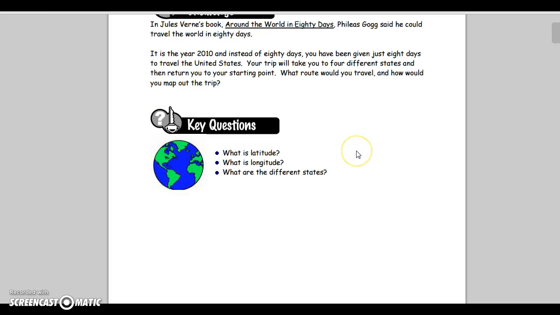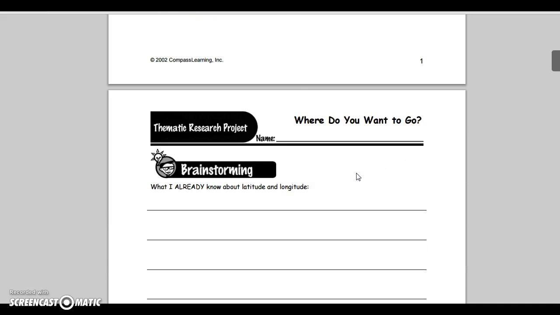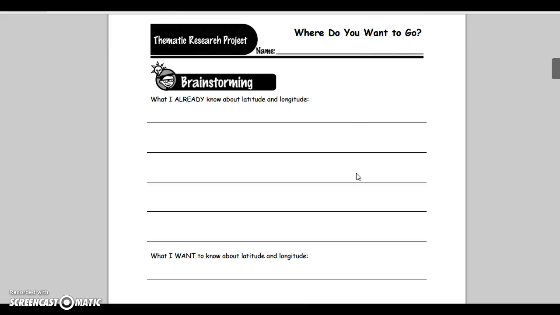Alright, our key questions: what is latitude, what is longitude, and what are the different states? These are things you're going to review before you put together this whole project. And they give you some little exercises to break it down and help you think your way through this project. You can just do this in your notebook. You don't have to turn this part into me. You'll just be doing this in your notebook, brainstorming about where you want to go and those types of things.